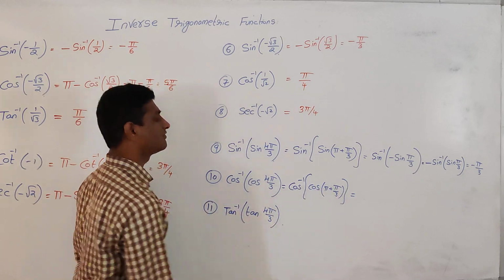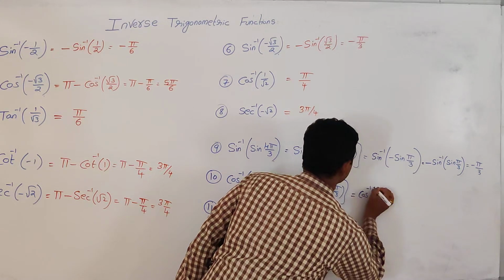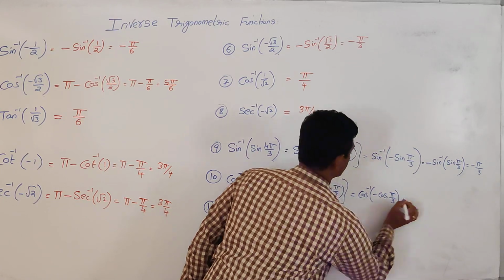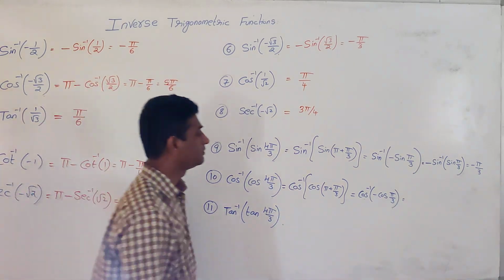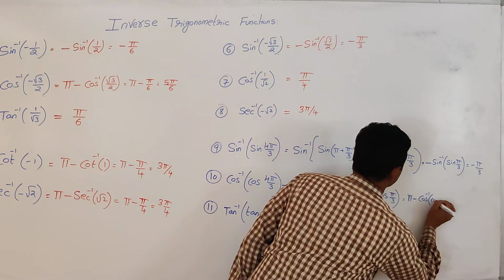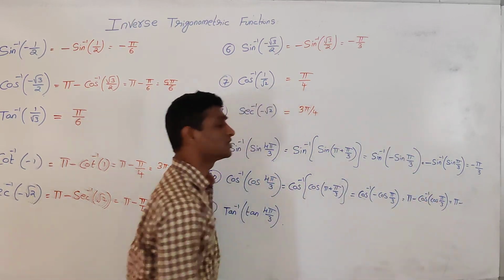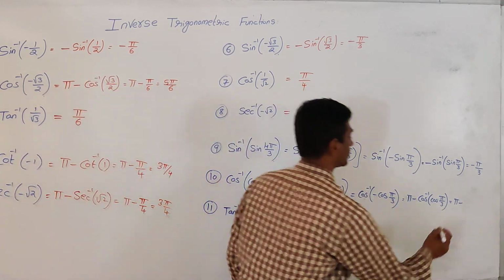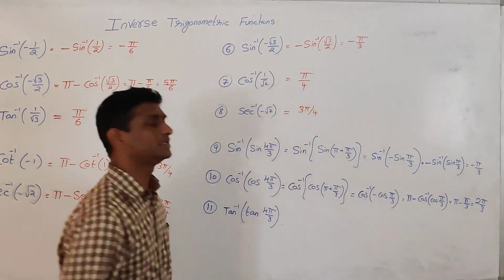Now it is cos of 180 plus theta. Cos of 180 plus theta is minus cos theta. So cos inverse of minus cos pi by 3. But again, it is in what form? Cos inverse of minus x. So it will be pi minus cos inverse of cos pi by 3, which is pi minus pi by 3, because pi by 3 is the angle which lies between 0 to pi. So pi minus pi by 3 is 2 pi by 3.